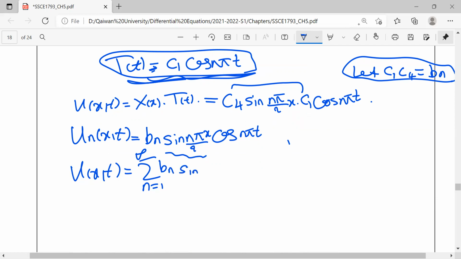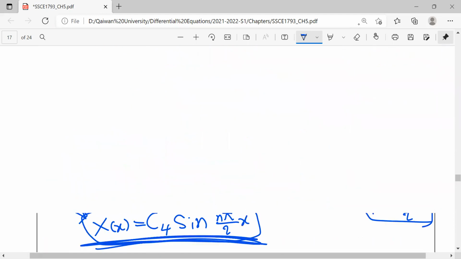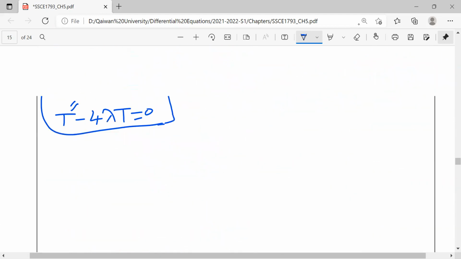It's Bn sine n pi x over 2 times cosine n pi t. And so, yeah, we should find Bn. It's a Fourier series. But let's see about the values of L.